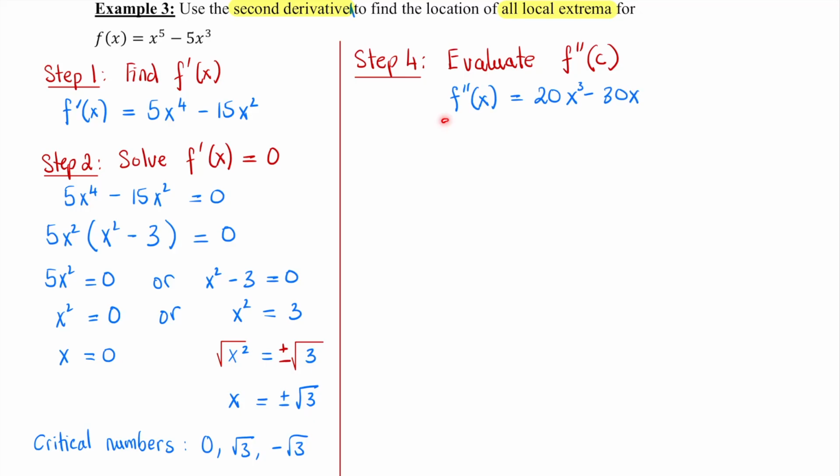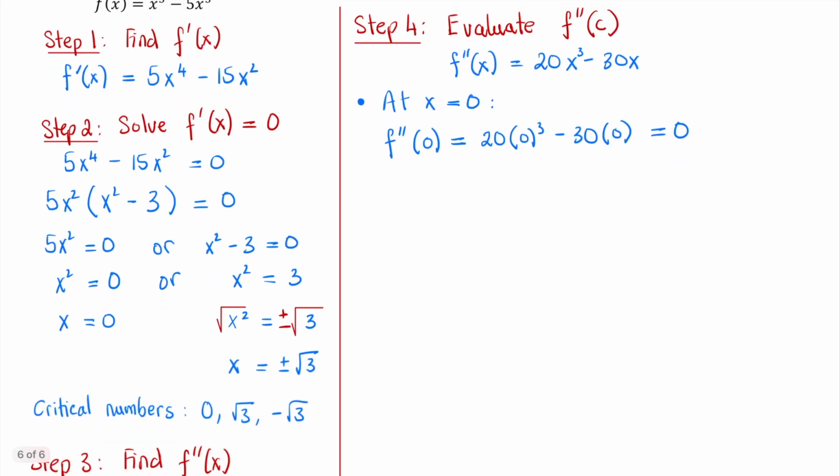So this is f double prime, and I want to find the value of this function at 0, at root 3, and at negative root 3. At x equals 0, f double prime of 0 equals 20 times 0 to the third minus 30 times 0, which is 0.